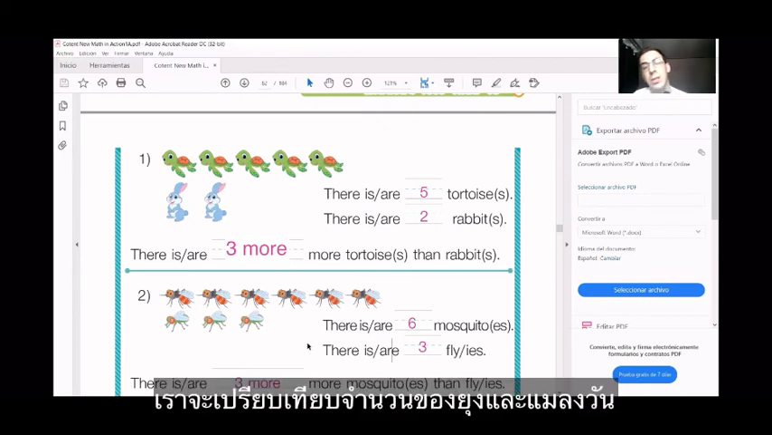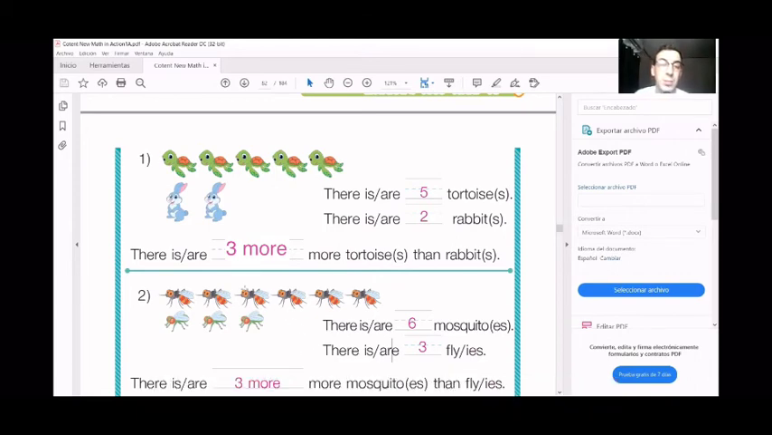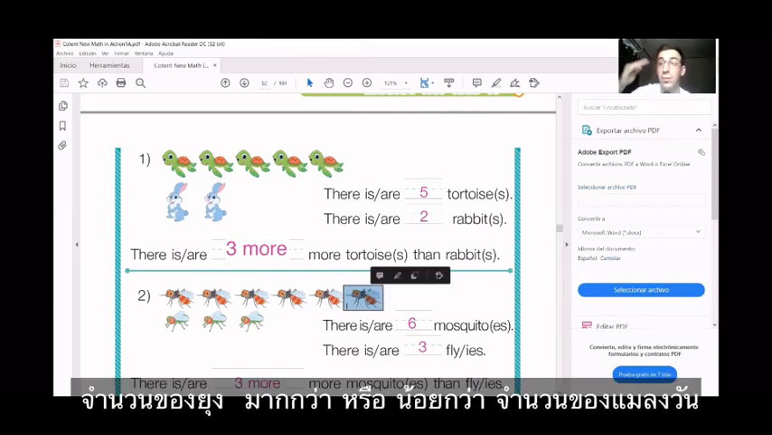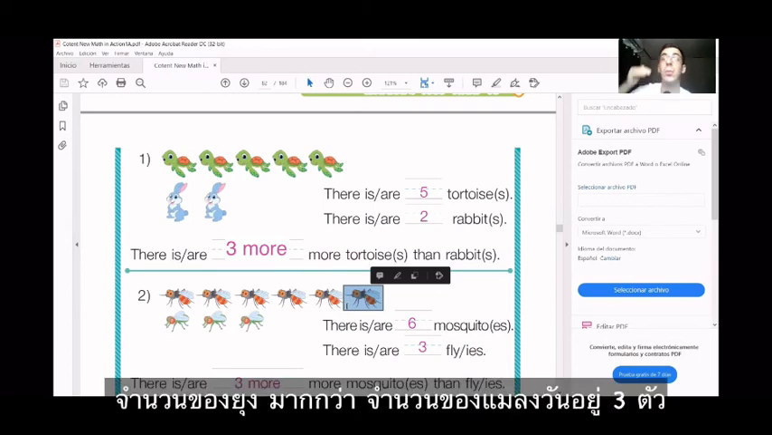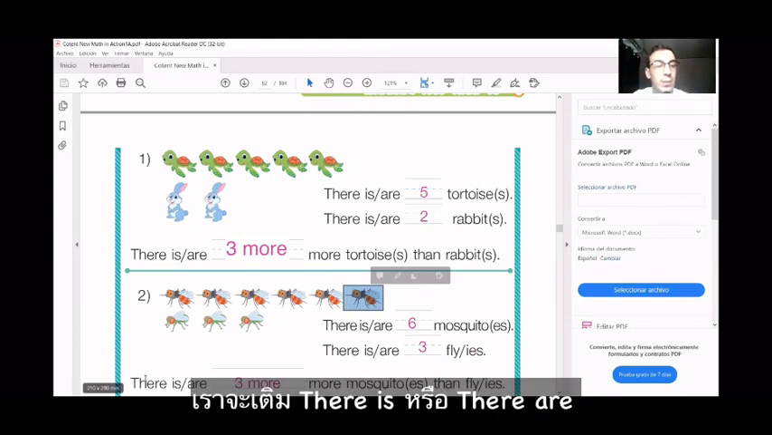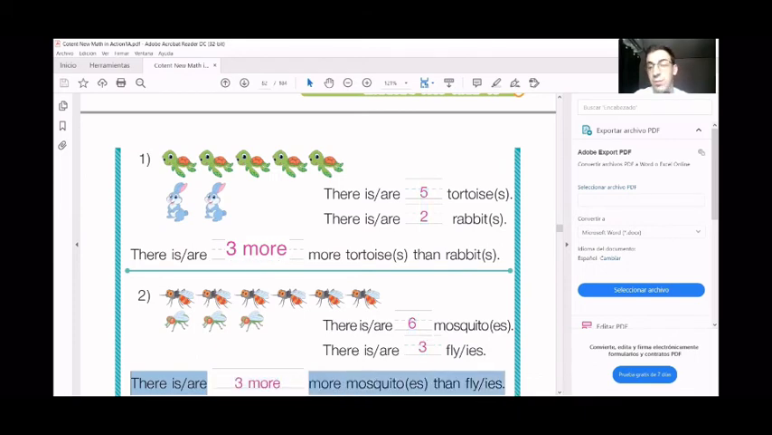So now if we want to know how many mosquitoes there are compared with the flies: 6 mosquitoes and 3 flies. 6 minus 3 equals 3. But there are 3 mosquitoes, 1, 2, 3, more than or fewer than? More or fewer? There are 3 mosquitoes more, because 6 is 3 more than 3. So here, is it "there is" or "there are" 3 more mosquitoes than flies?